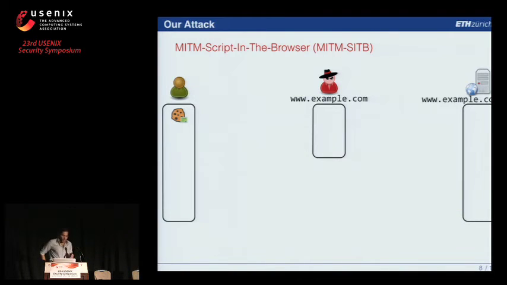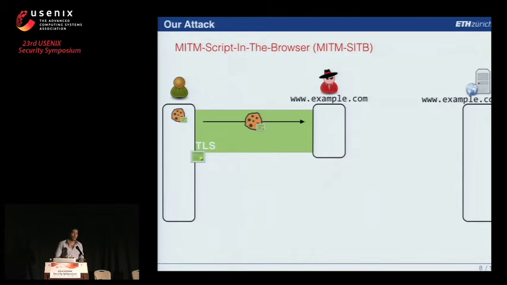However, there is still a way for the attacker to achieve his goal, and this can be done with an attack that we call man-in-the-middle script in the browser. And it goes like this. So the browser tries to open a connection to example.com, which is intercepted by the attacker. Then the attacker, instead of going the conventional way of opening a new connection to example.com, he cannot do that because the channel IDs prevent this kind of attack.